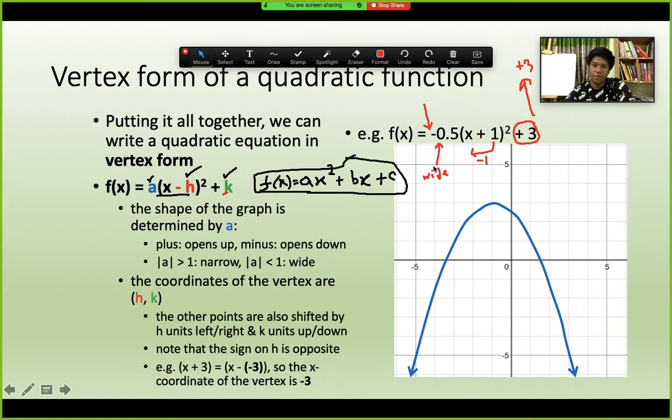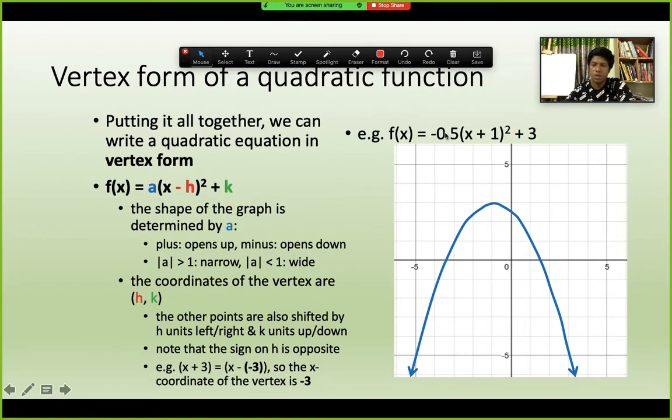So if someone writes the question in this form, actually we can move the graph due to different numbers. We can move the graph to different places, and this is very easy if the question is written in this form. Okay, so this is how vertex form helps us.